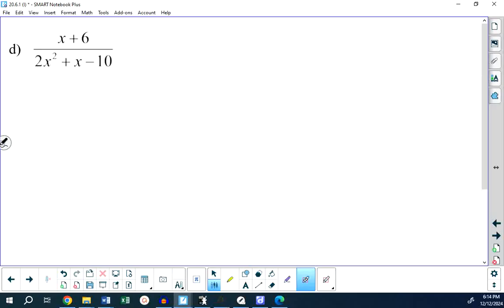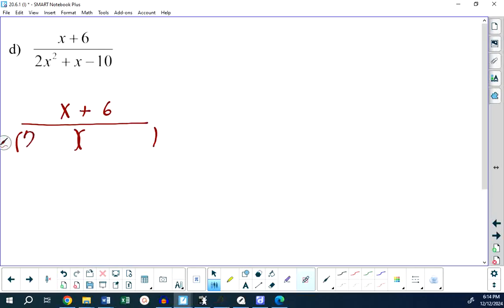x plus 6 over 2x squared plus x minus 10. Well, the key to success is factoring. x plus 6 over, and we're going to factor 2x squared plus x minus 10. It's got to be 2x and x. The 10 has to factor, I'm assuming, into a 5 and a 2. It's probably not going to be 1 and 10. So if it's a 5 and a 2, I can't put the 2 with the other 2. So this is my best option.